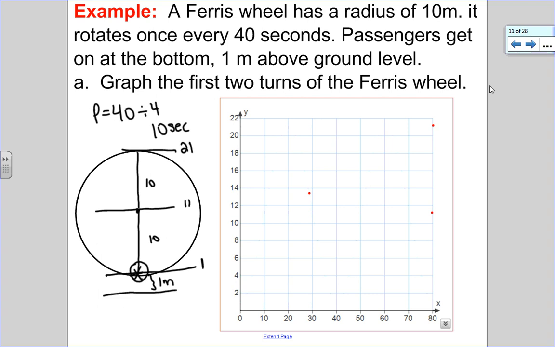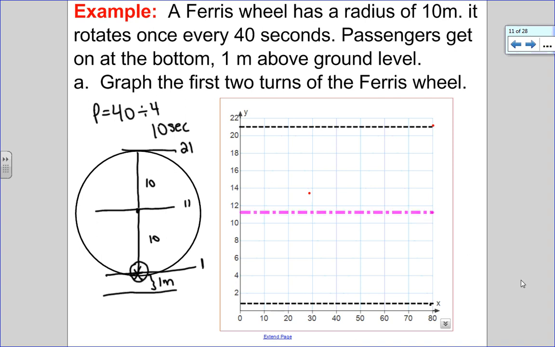So I want to use all of those parts on my graph. So let's look at graphing the minimum and the maximum value first. So minimum at 1, maximum at 21. The midline right in between. Now let's talk about those quarters. I said everything is split into 10 seconds, which means every 10 seconds something important is happening. It's going to be a key point.